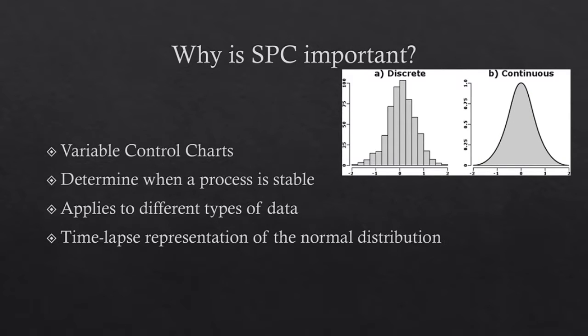So why is statistical process control so important? First of all, the variable control charts used to identify the behavior of a process, which are shifts, trends, and cycles, can be considered a time-lapse representation of a normal distribution curve. For studying discrete data, the Poisson and binomial distributions are applicable to the study of the process and can be graphically represented by using attribute control charts. And for continuous data, you can use variable control chart resources.